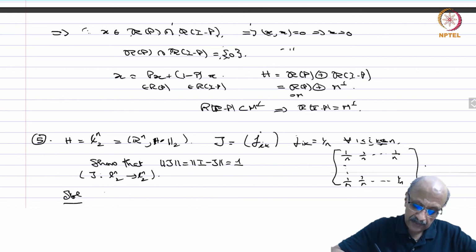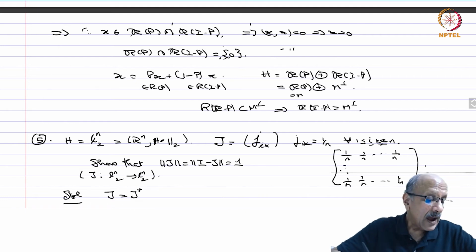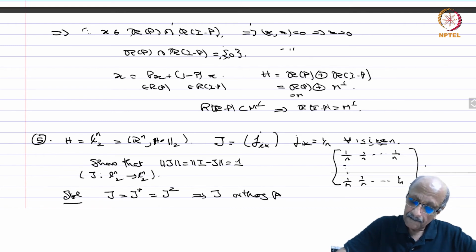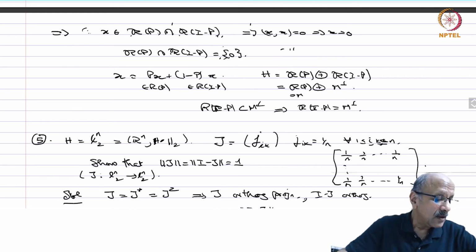So by inspection we have J equals J star, the adjoint is the same, and that's equal to J square also. So if you multiply J by J, you will get J again. So this implies J is an orthogonal projection, and therefore norm J equals 1. Similarly, I minus J is also an orthogonal projection, because if P is an orthogonal projection, I minus P is an orthogonal projection, and therefore that's equal to norm I minus J. Okay, so that is simply done.